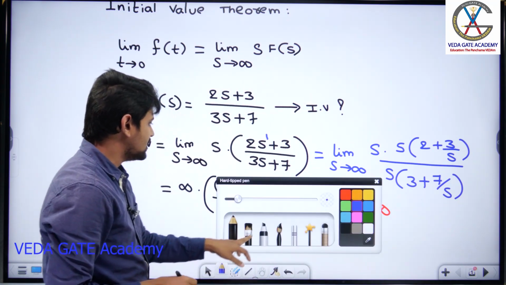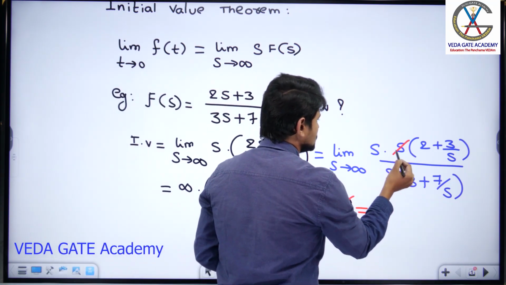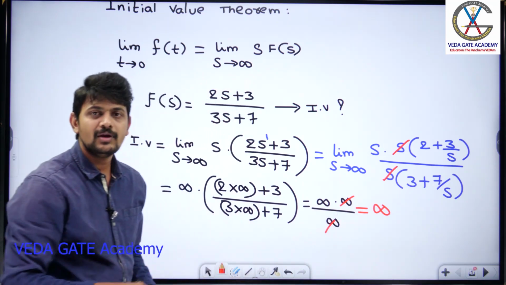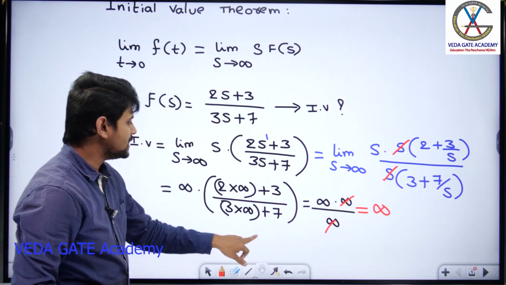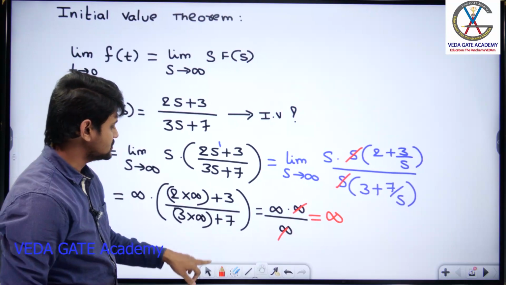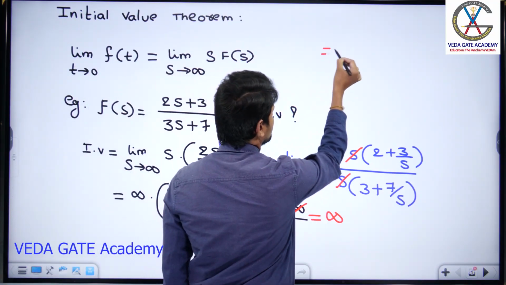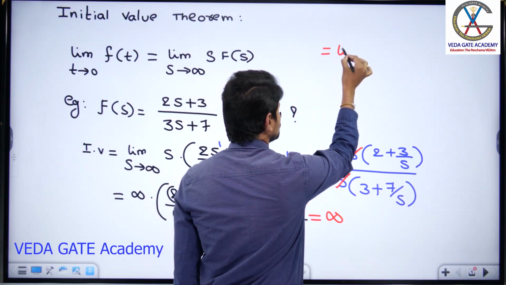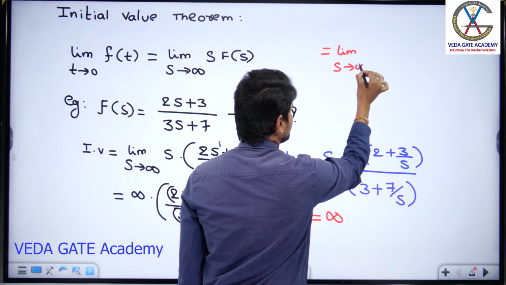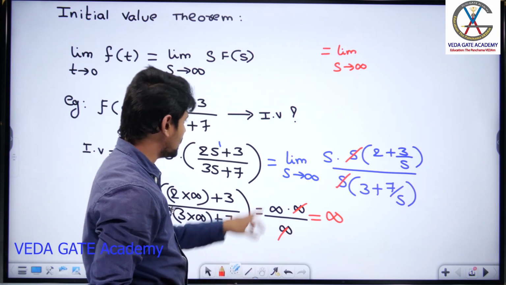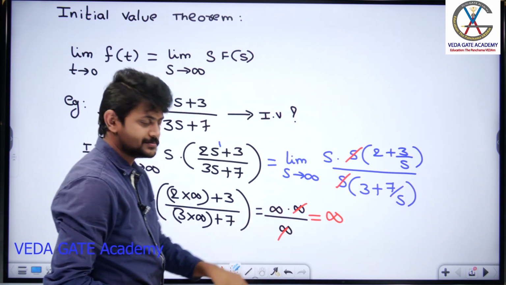Now what will happen? This numerator s and denominator s will get cancelled with each other. Now replace s with infinity. If you replace s with infinity, then what will happen? Let us try to see. I am writing over here: limit s tends to infinity. There is no need of writing this term again, so let me erase this.